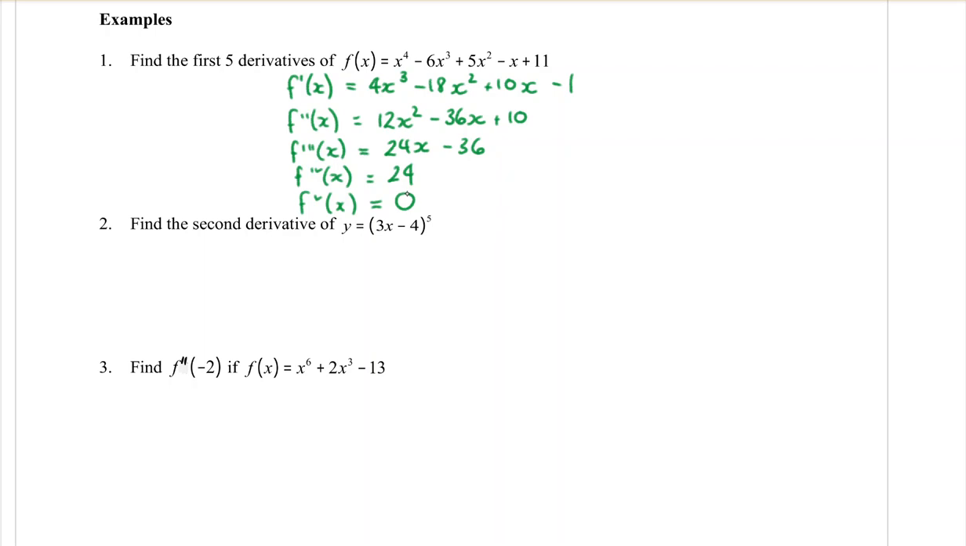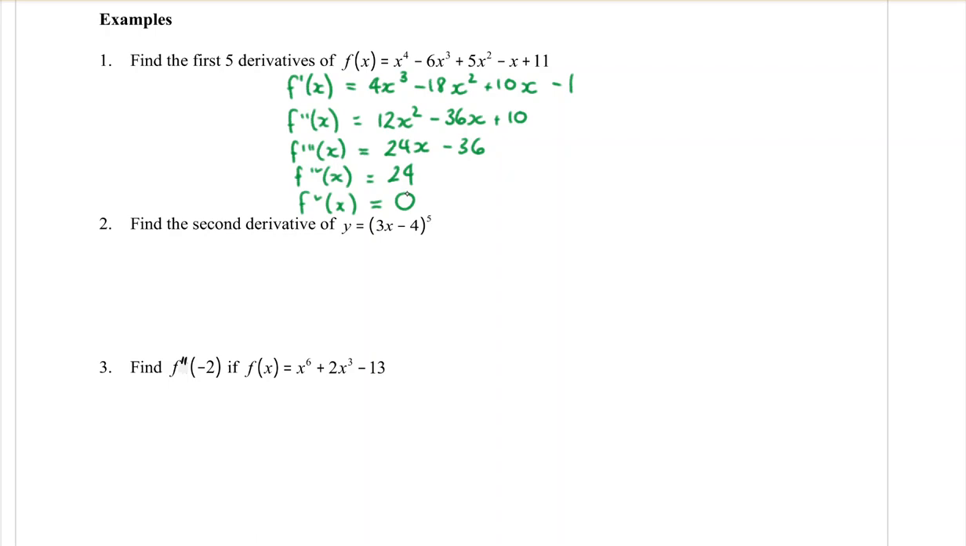Question 2, to be honest, in advanced, you're never going to go past the second derivative for practical purposes. We're going to be using that to do concavity with our graphs and our stationary points. Okay, but the second derivative is extremely important, so we're going to practice that a bit more in question 2. Find the second derivative of y equals 3x minus 4 in brackets to the power of 5. So this is the function of a function or chain rule.